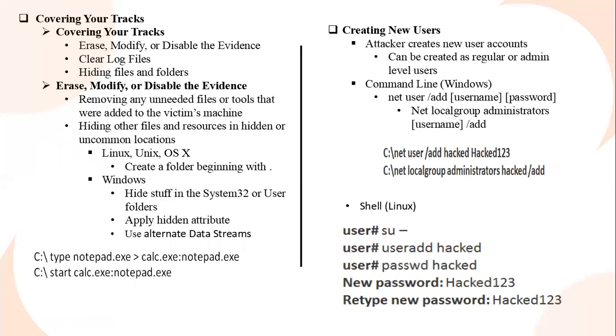Okay, one last thing is clearing your tracks. I mentioned earlier that you have five stages of a hack. I think I didn't cover it in these slides, but I'm just trying to abridge and explain them. You have reconnaissance and footprinting, scanning and enumeration, getting access, maintaining access, and the last thing is clearing tracks. Clearing tracks is very important: covering your tracks, erasing, modifying, disabling the evidence, clearing log files, hiding files and folders. Hiding files and folders, we normally call that steganography, right?